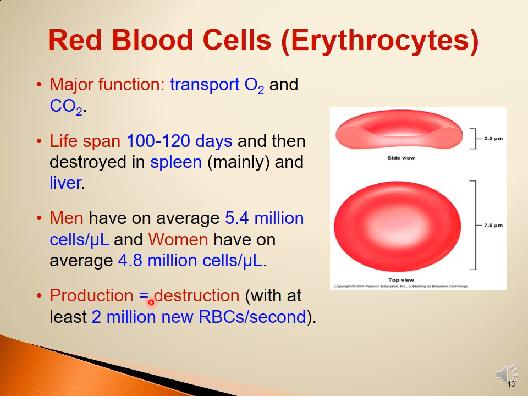To have a stable or fixed number of red blood cells in our blood, the rate of production of red blood cells should be equal to the rate of destruction. So on average, our red bone marrow produces about 2 million new red blood cells per second, and our macrophages in the spleen, liver, and red bone marrow remove about 2 million worn out red blood cells per second. That's why normally we have a stable or fixed number of red blood cells.